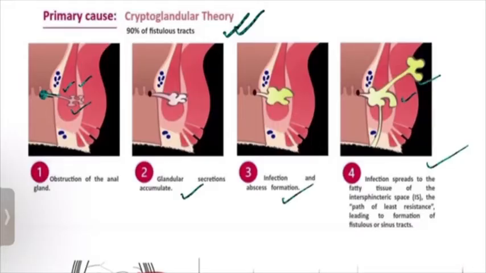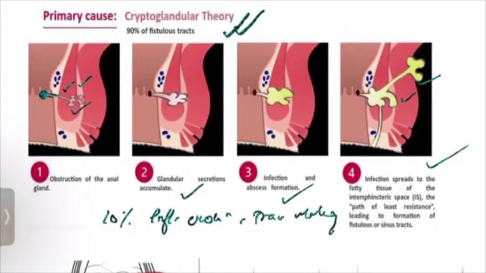Okay, so this is the primary cause responsible in 90% of the cases, while 10% of cases have secondary causes like inflammation, for example Crohn's disease, then any trauma, malignancy, then radiotherapy, any sort of infection. Okay, but the main cause, as we all know, is the cryptoglandular theory or the obstruction of the anal gland. Okay, so this is about perianal fistula.